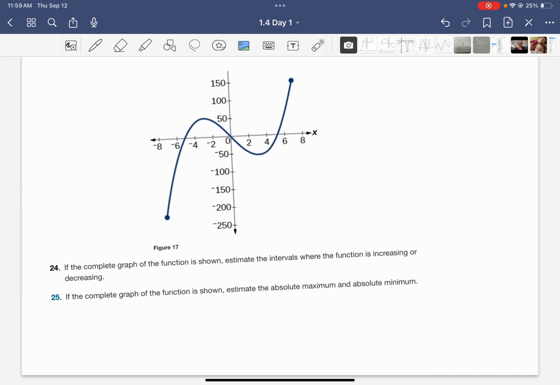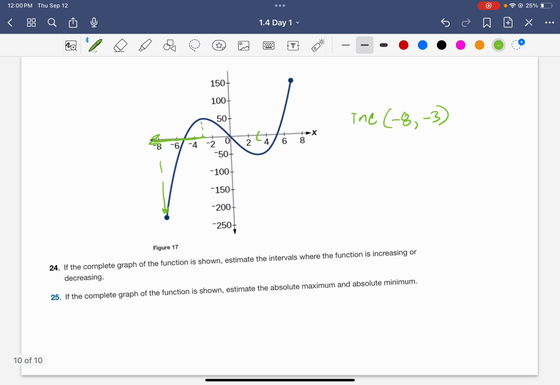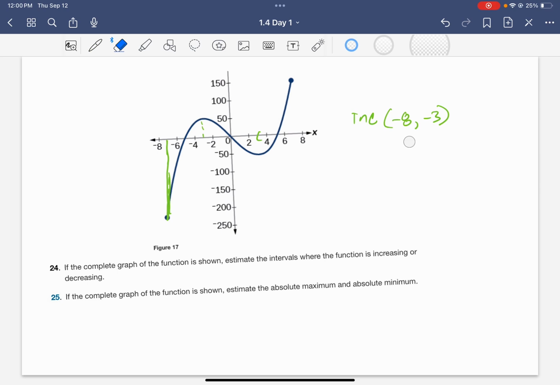24 and 25. It says estimate the intervals of increase, decrease. I think it's pretty clear that increasing goes from, it looks like it's going to be here. Notice it stops. So that's going to be from negative 8, we don't include, all the way up to negative 3. And then it increases from, oh, is that negative 8? Let me see what that is. That might be closer to 7, actually. So this is going to be negative 7.